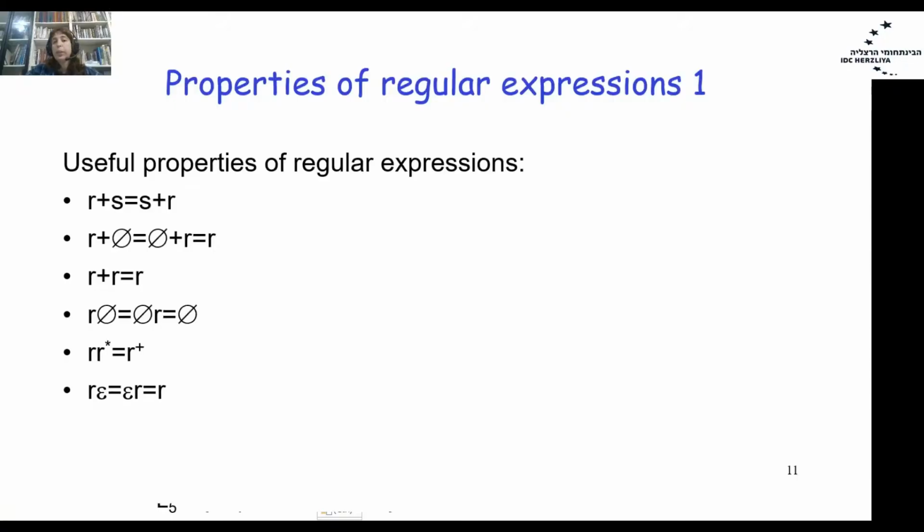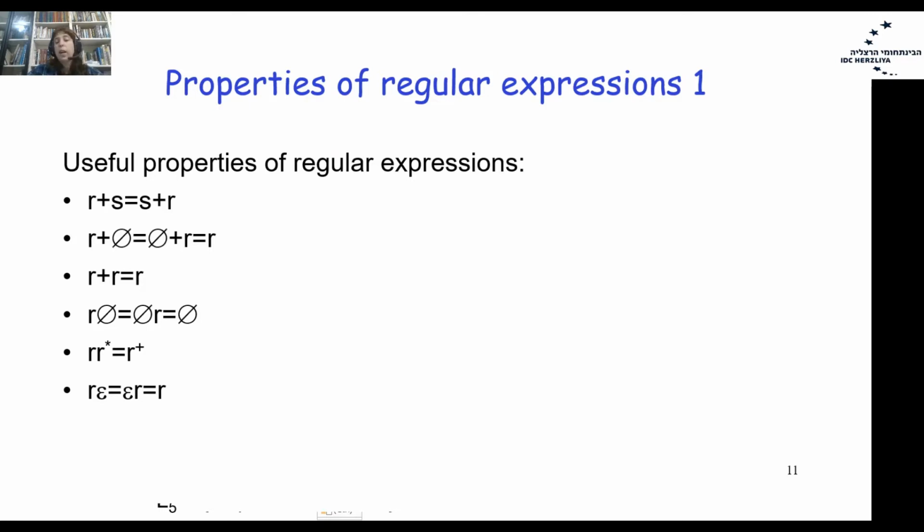Since regular expressions are, let's say, equivalent to algebraic expressions, we can also have some properties of regular expressions here. Useful properties of regular expressions are mentioned here. R + S equals S + R. It doesn't matter whether I choose R or S, so we can write R + S or S + R. R plus an empty set equals empty set plus R and equals R itself. Empty set or something, we choose something.